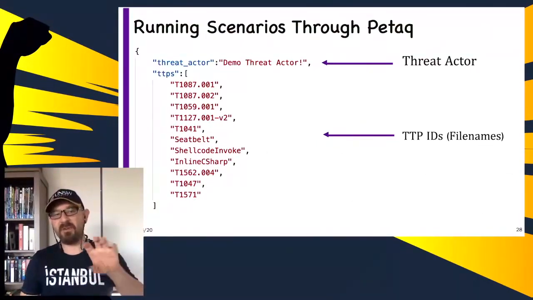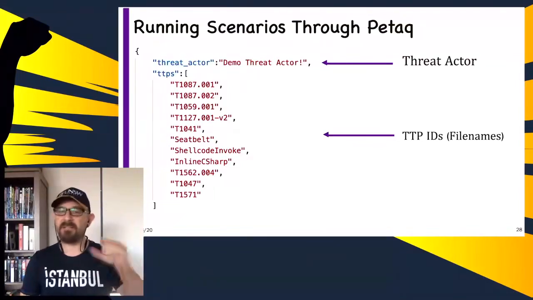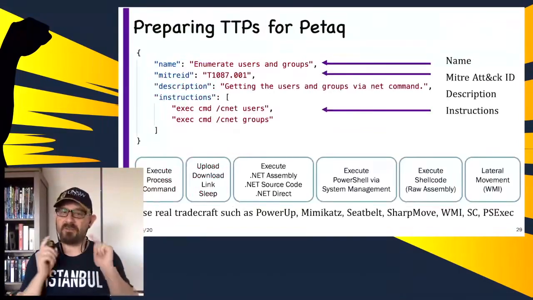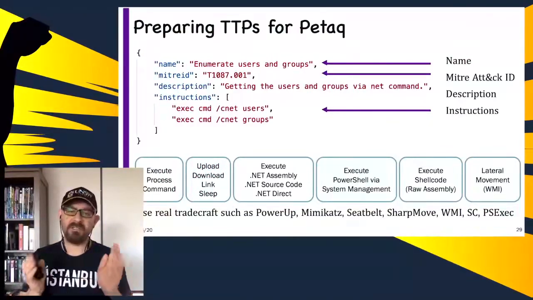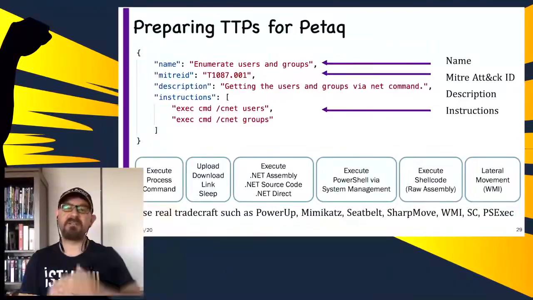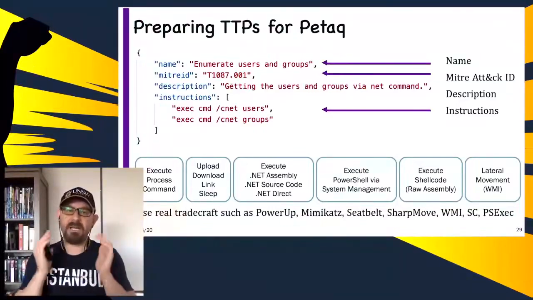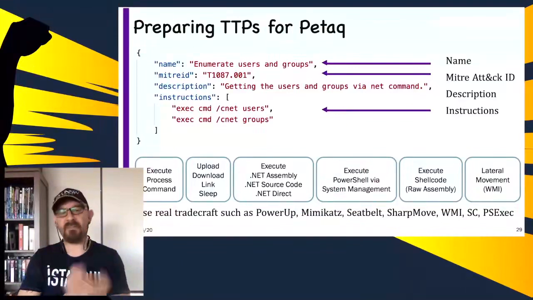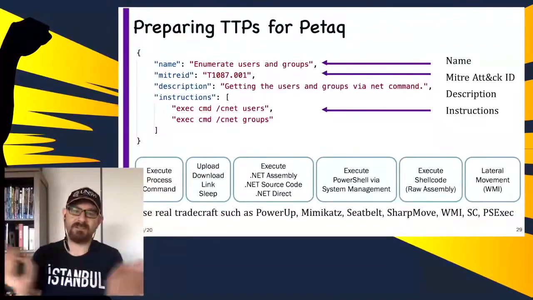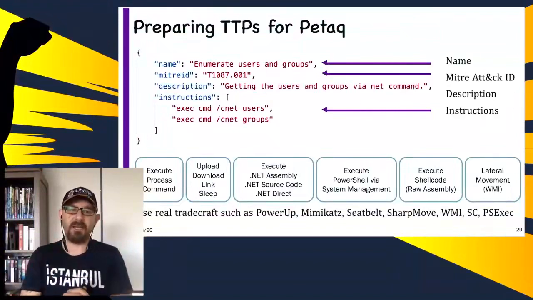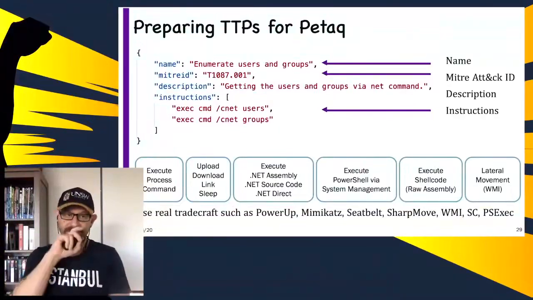A scenario file only has this information, threat actor and TTP IDs. TTP IDs are actually file names for this content. Each TTP is separated. It is saved under the scenarios and TTPs folder. And TTPs have a MITRE threat ID, a user-friendly description, and instruction. That's it. It's quite small and also quite easy to understand.